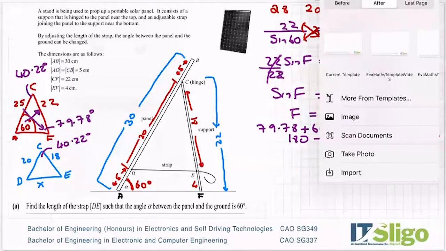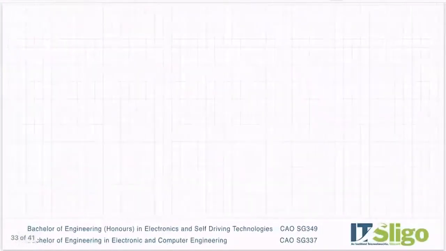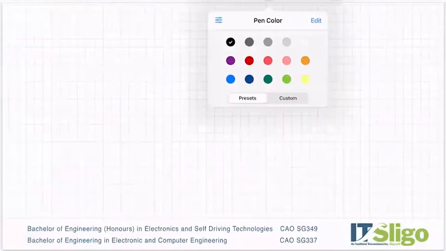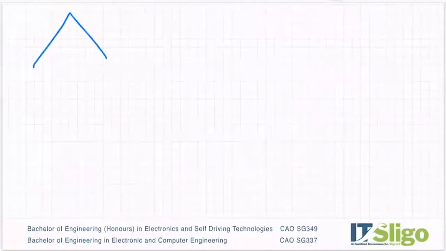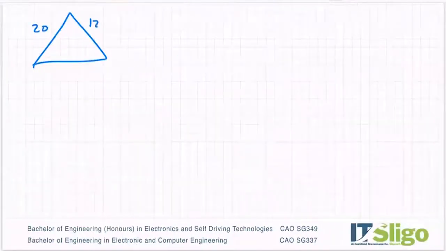Let me add in another page so we're not scrimping. I'm going to redraw that blue triangle down the bottom, the small one. Let's fill in our dimensions again. So we are doing 20, 18. I hope I have them right this time. What is this one? 40.22 degrees. And this is the side that we need, which was DE, the strap.